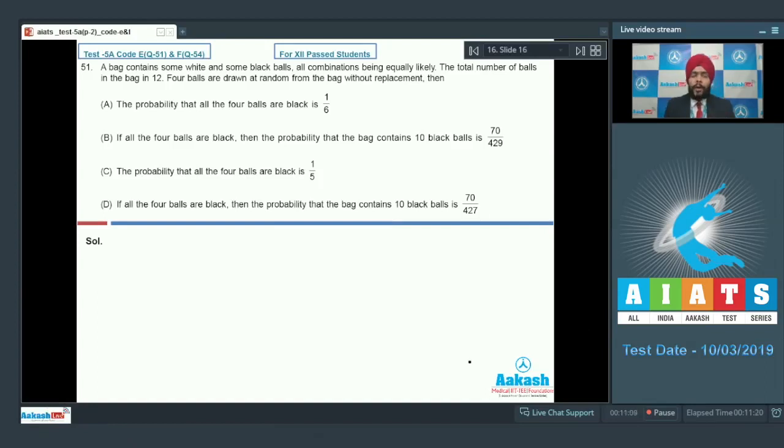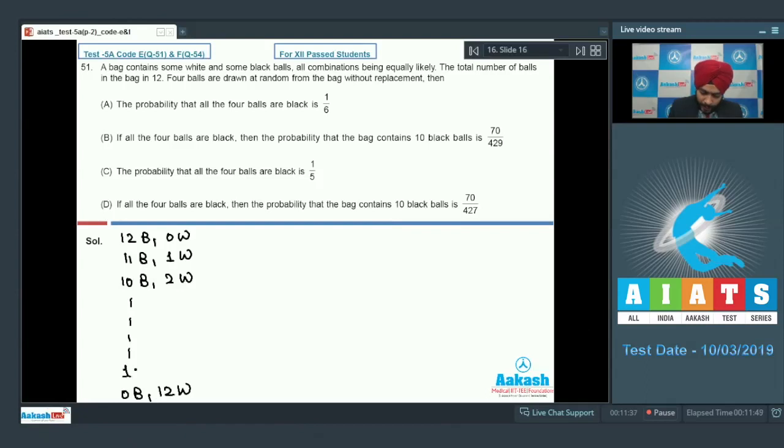The number of white balls and number of black balls are unknown. We know that total balls are 12. How many possibilities? 12 black, 0 white, 11 black, 1 white, 10 black, 2 white, and so on till the last possibility, 0 black, 12 white, and the previous one is 1 black, 11 white. So in total, there are 13 possible cases, and since each of the combinations is equally likely, the probability of each of the cases is 1 by 13.